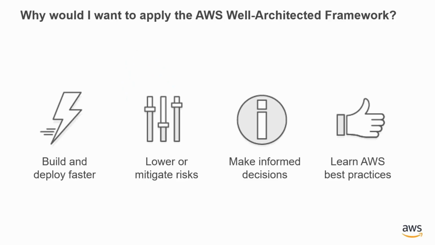Why would you want to apply the Well-Architected Framework? It basically comes down to some of the things that I've mentioned earlier. One of the main reasons people are moving to AWS and the cloud in general is to build and deploy faster. You can't achieve that business agility if you're still using old style things that are slowing you down. We want to lower and mitigate risks. So the idea is that we'll identify what risks you have in your infrastructure and your application and give you methods for mitigating those risks. It'll allow you to make informed decisions about why you would want to do one thing over another. And last, we're going to teach you a bunch of AWS best practices.